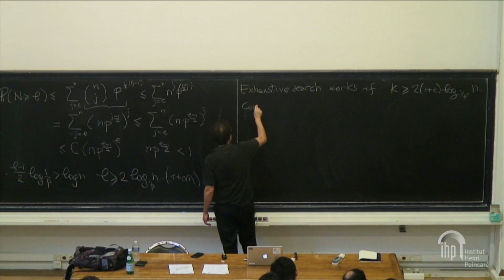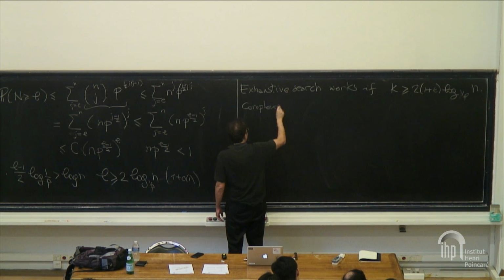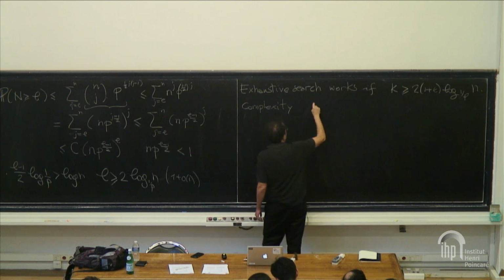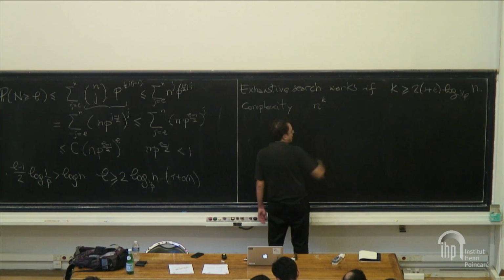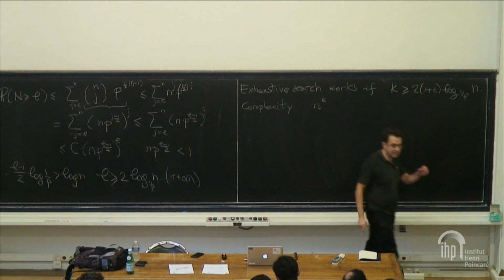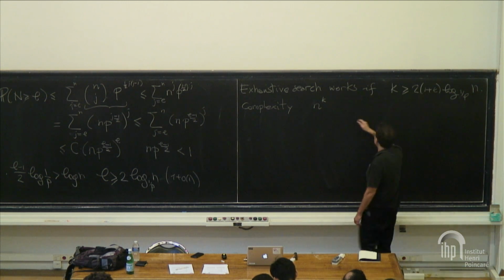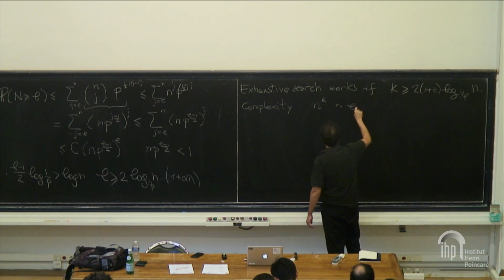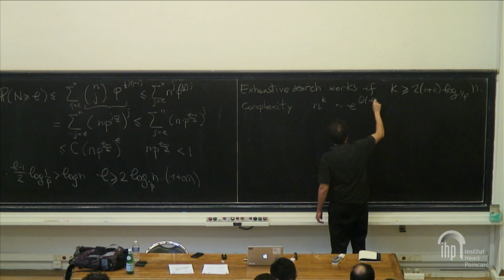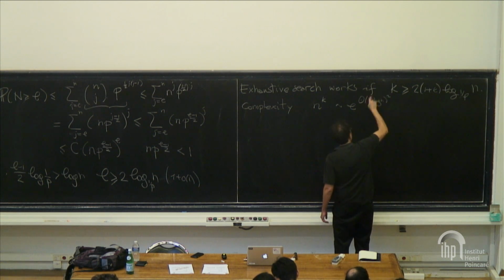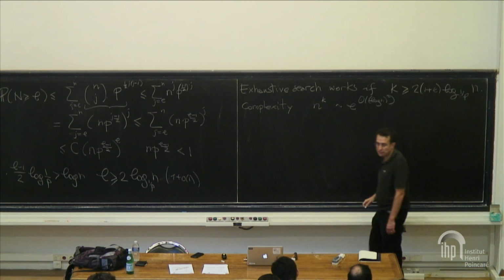So the complexity is of order n to the k. I have to go over all subsets of size k, and for k of order log n, this is about e to the (log n) squared. So this is a non-polynomial algorithm.